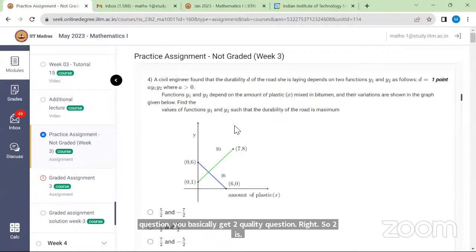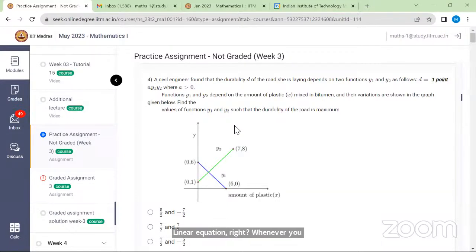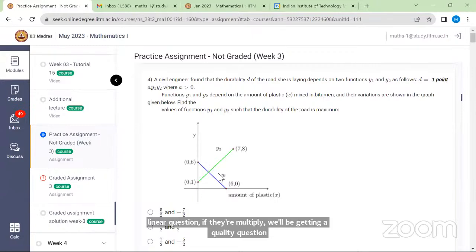For example, if you're solving x minus 2, so x equals 2 is one equation, and that is basically linear. It's constant only, but if you represent it, it will be in the form of a linear equation. If you multiply two linear equations, you'll get a quadratic equation. So this is what has been given: y1 and y2 are in the form of linear equations, and if you multiply them, you'll get a quadratic equation. Yes, sir, got it, sir. Thank you.